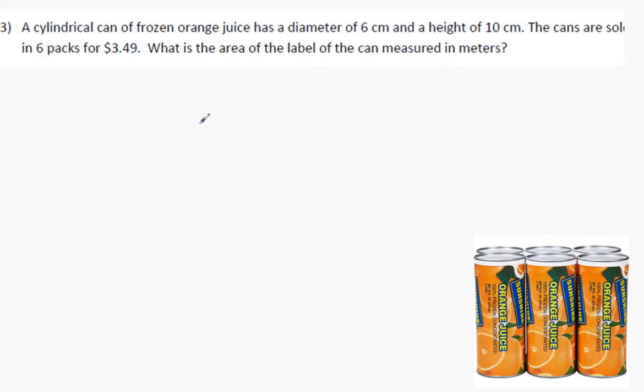Alright, number 3. A cylindrical can of frozen orange juice has a diameter of 6, height 10. Cans are sold, should be D, I guess here, in 6 packs for $3.49. What is the area of the label of the can measured in meters? So again, they're being kind of obnoxious with us, going from centimeters to meters, but that's okay.